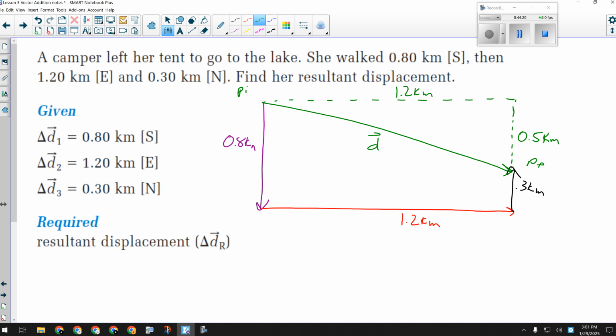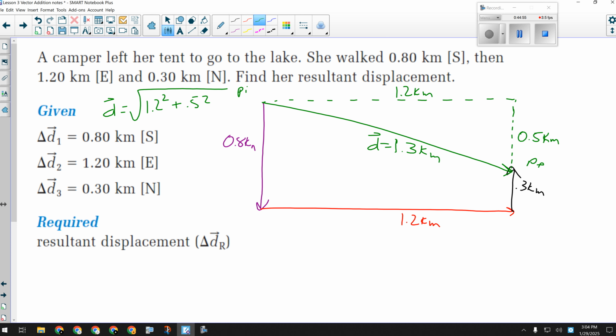Okay, I'm going to give you a couple more minutes to get it if you don't have it already. Since I know the two sides of my displacement's triangle, right, I know how far east it goes and how far south it goes, then I can use Pythagorean theorem to figure out at least the magnitude, how far that displacement is. All I have to do is take the 1.2 squared and add it to 0.5 squared. Pretty sure that comes out to 1.3. So the magnitude of my displacement is 1.3 kilometers.